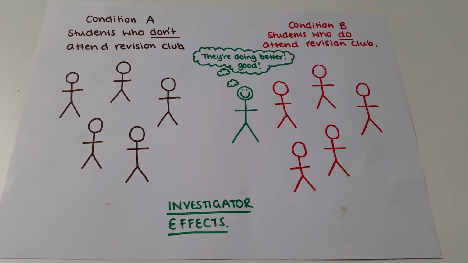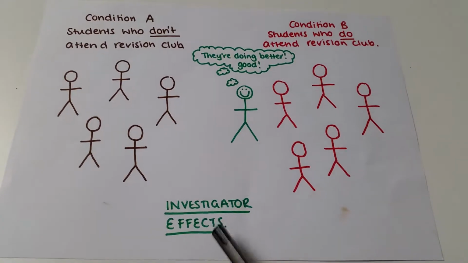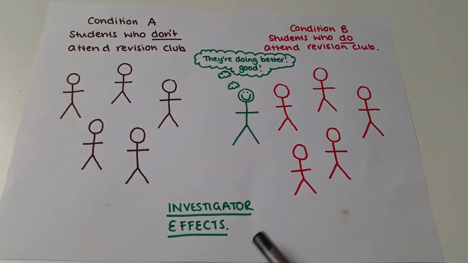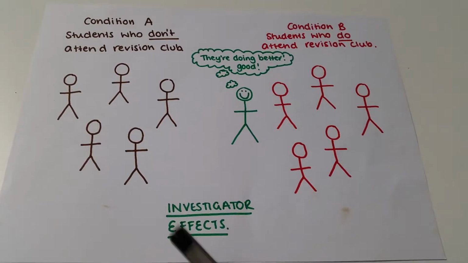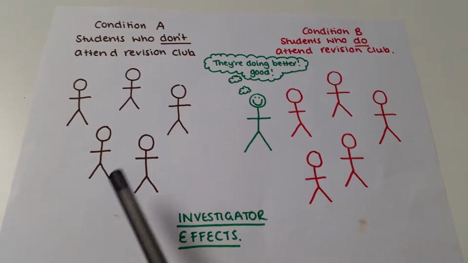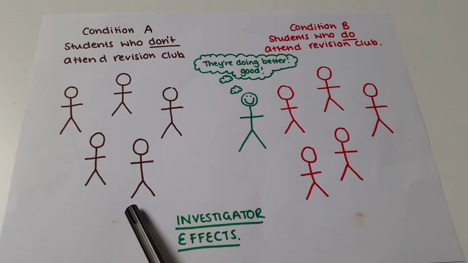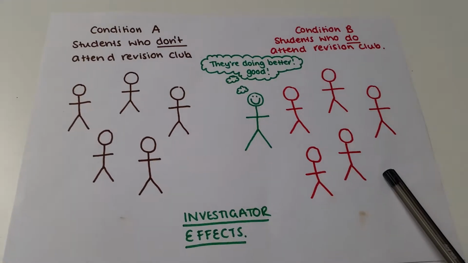Okay, so my fourth extraneous variable is investigator effects. An investigator is essentially the researcher that's carrying out the study. An easy way to remember it is to think the investigator is affecting the results. So I've got my two conditions again. Condition A are students who don't attend revision, and condition B are students who do attend revision club.